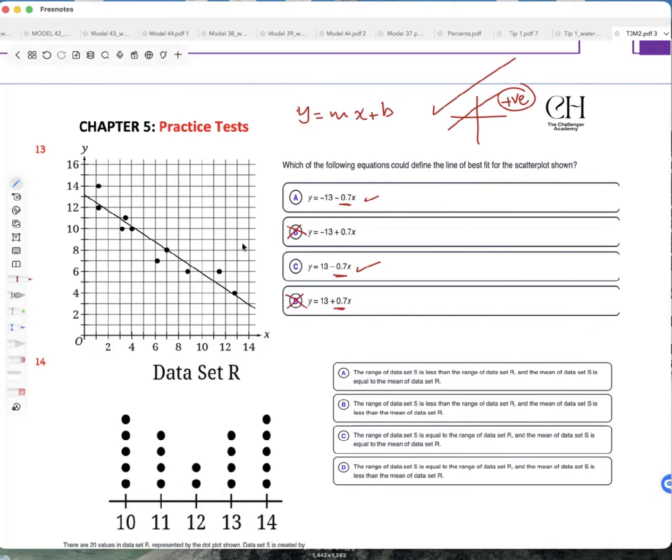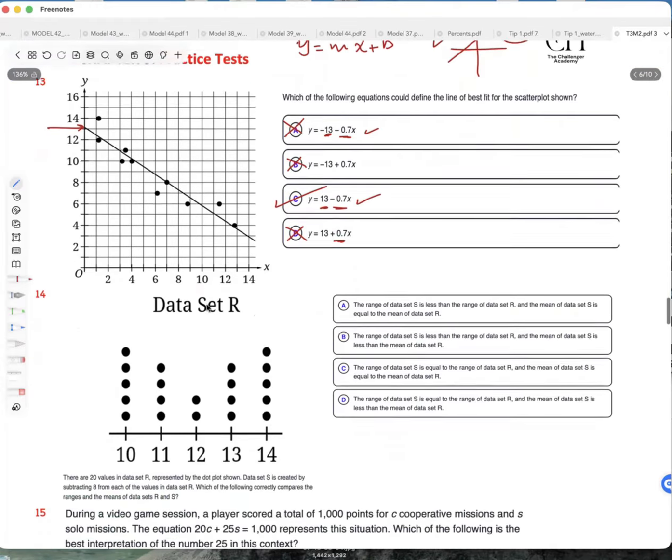So we have A and C. And what is the y-intercept? It's approximately 13. The y-intercept in A is negative 13, so it's not correct. But in C, we have 13. This is the y-intercept, so the answer is C. Let's move to question 14.